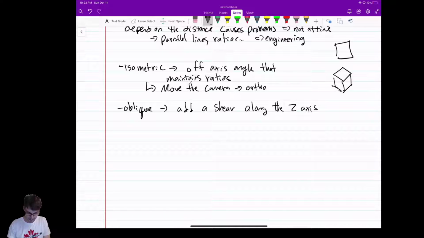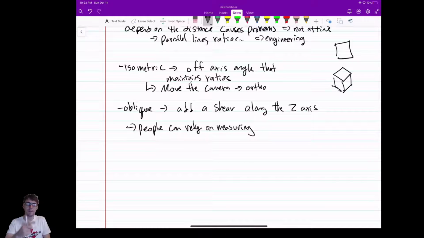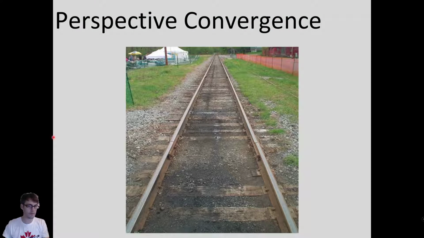projections. And in both of these, people can rely on measuring if it's done properly. Of course, with oblique, it depends how much you do this, and you need to know your ratios. But these are standard, they're fixed, they're much easier to learn and to standardize than the perspective where things change with depth. So I'm going to show a couple more slides on this.